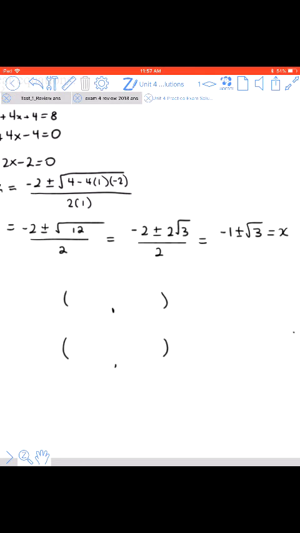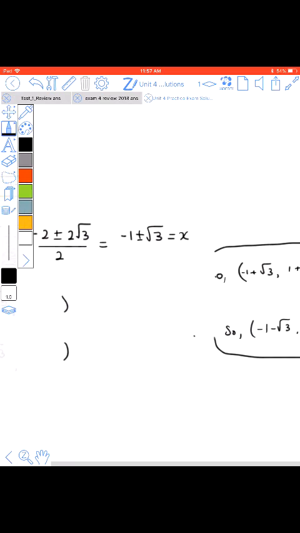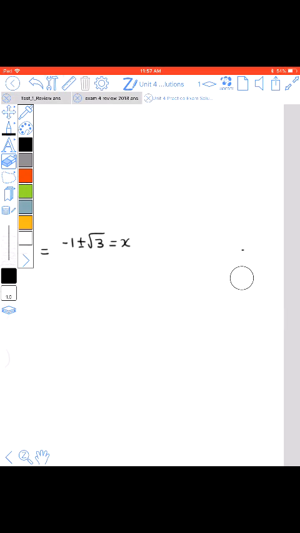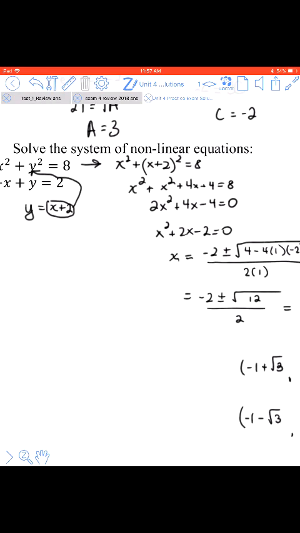We know the x values now. One of them is negative 1 plus the square root of 3. The other point has an x value of negative 1 minus the square root of 3. So all we got to do is find the y values. Well, we know that y equals x plus 2. We know that from over here, y is equal to x plus 2.